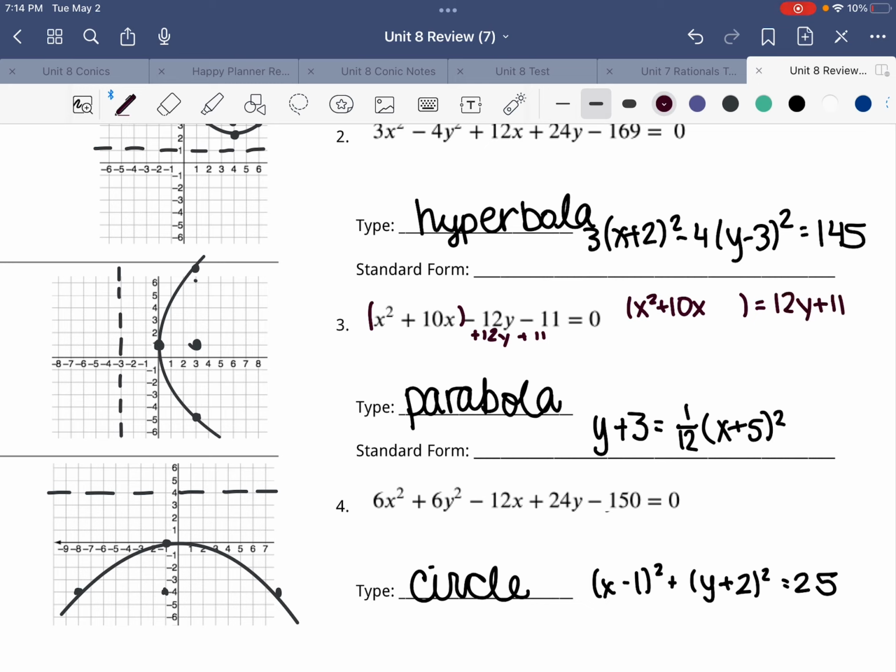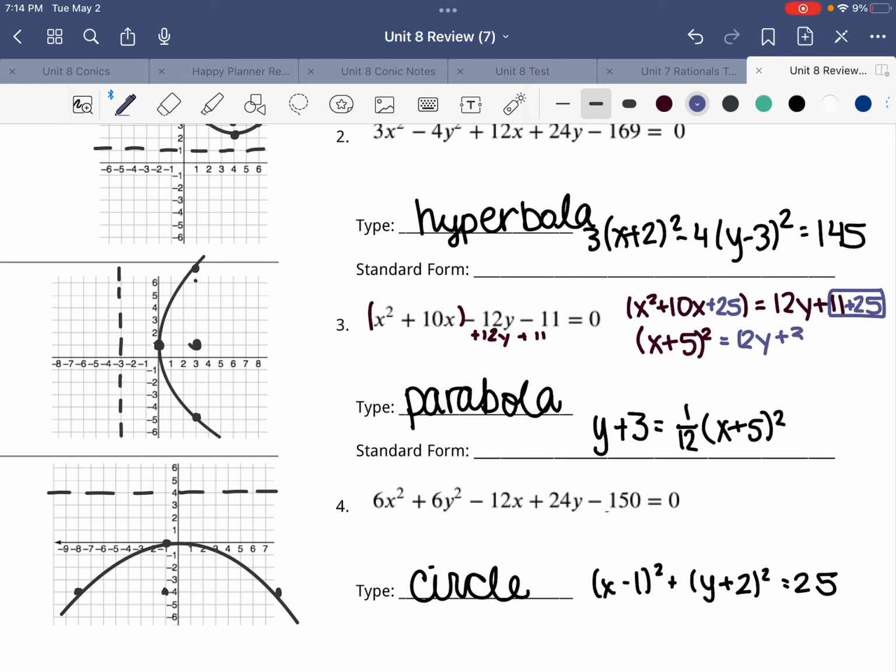Then in the middle, there's an x plus 10, so 10x, so that turns into x plus 5 in parentheses squared, because half of 10 is 5, which means I need to add 25 to both sides to complete the square, which turns this number over here next to y into 36.